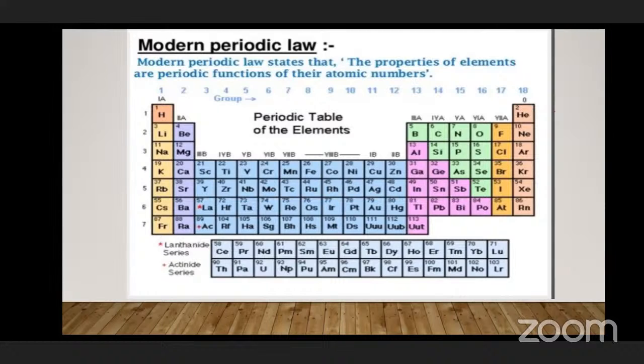Once you observe, cesium is 55 and 56 is barium. After that, 57 is lanthanum. You know that the periodic table is constructed in increasing order of atomic number.